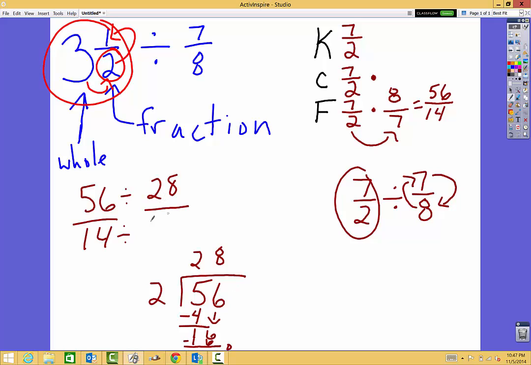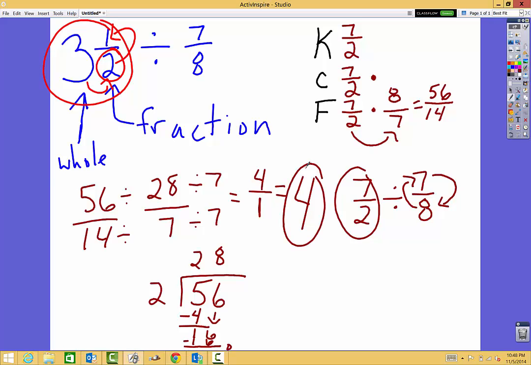And then I'm going to divide 14 by 2. That one I know is just 7. And now I'm going to notice, hey, I can still simplify. What can I simplify by? Well, I know 7 goes into 28, and 7 goes into 7. So I'm going to divide by 7. I know 28 divided by 7, that is 4. 7 divided by 7, that is 1. And this can then simplify to 4. So 3 and a half divided by 7 eighths, my final answer is 4.